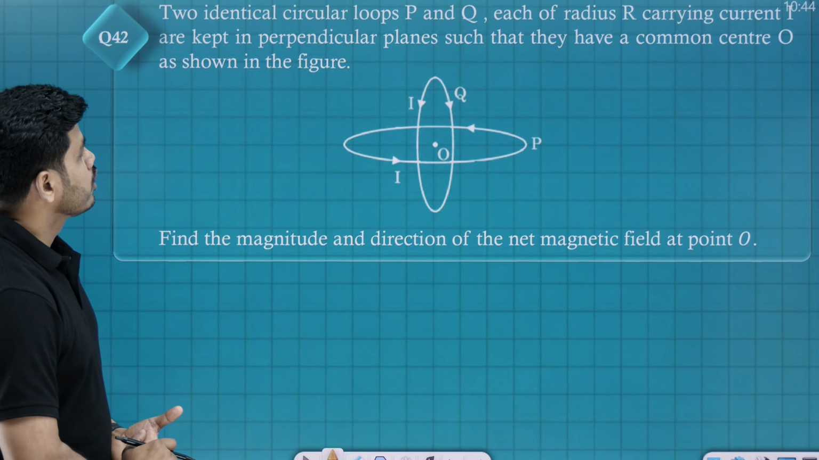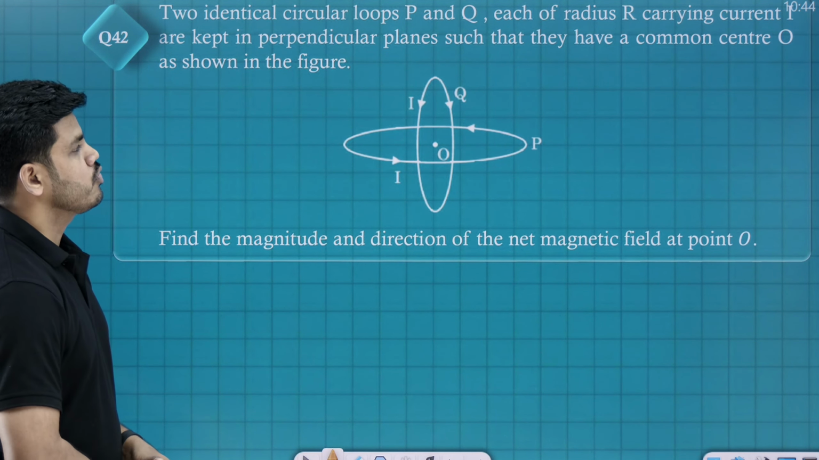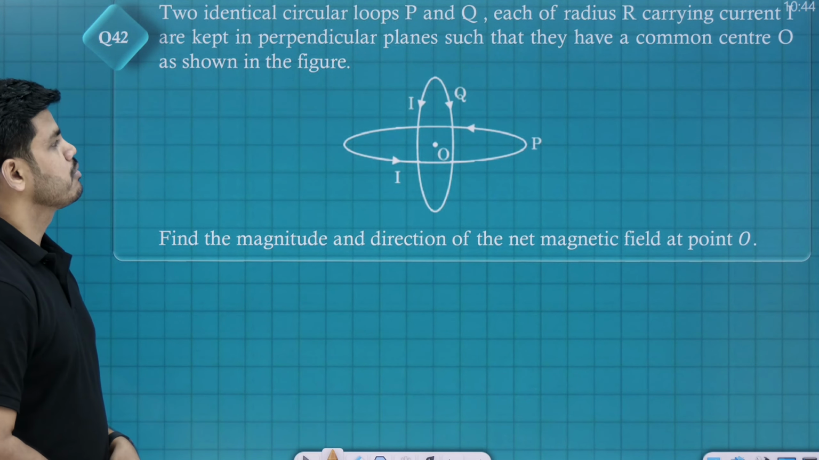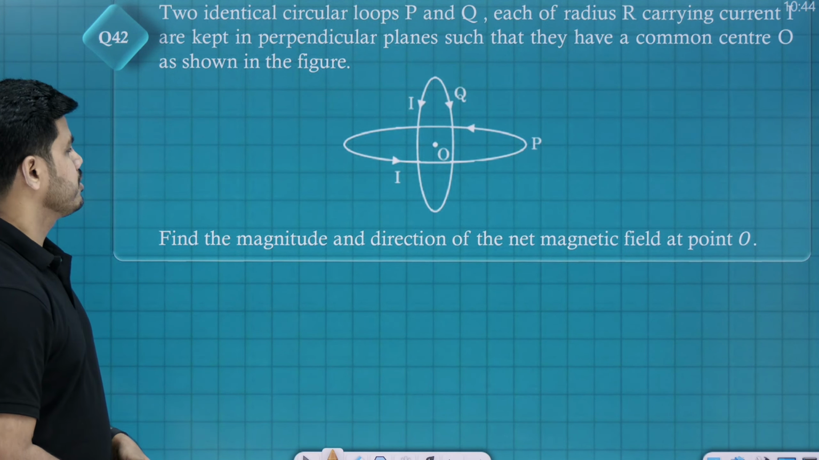Two identical circular loops P and Q, each of radius R, carrying current I, are kept in perpendicular planes such that they have a common center O, as shown in the figure. See, circular loops with coinciding centers, kept in two different planes, two mutually perpendicular planes actually. You are asked to find the resultant magnitude of the magnetic field and also its direction.